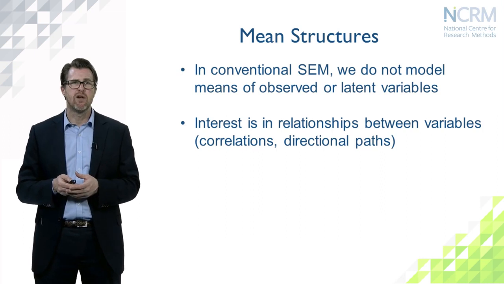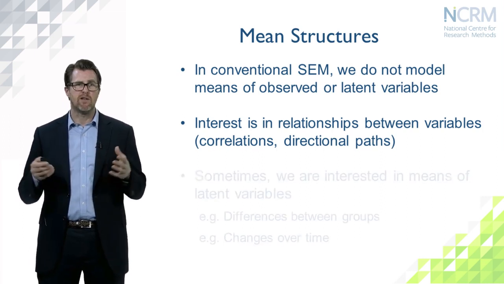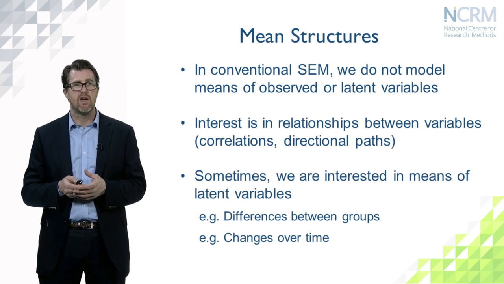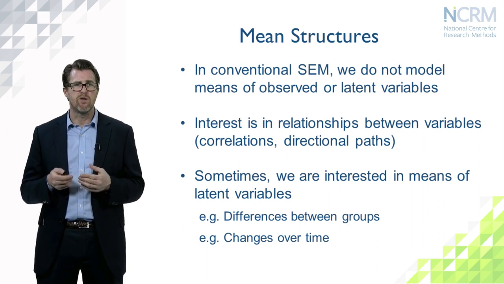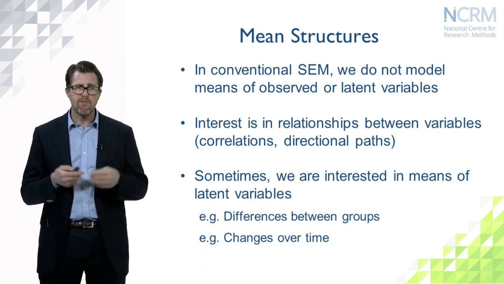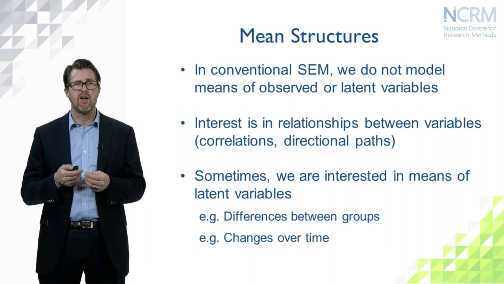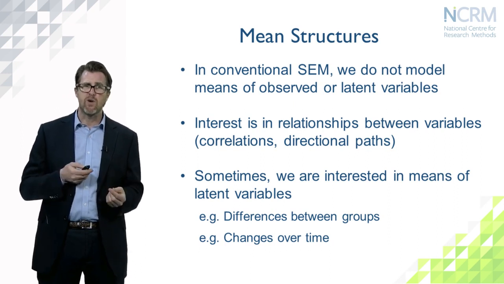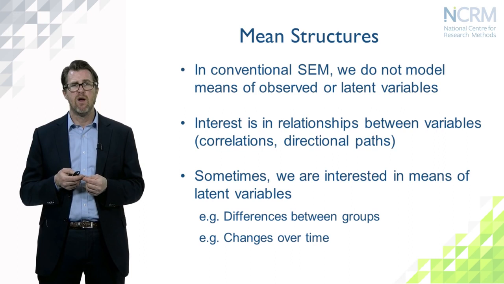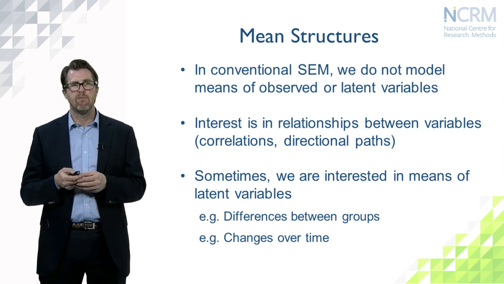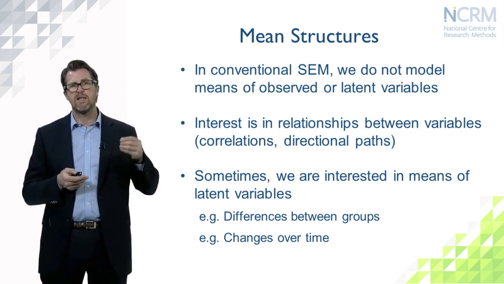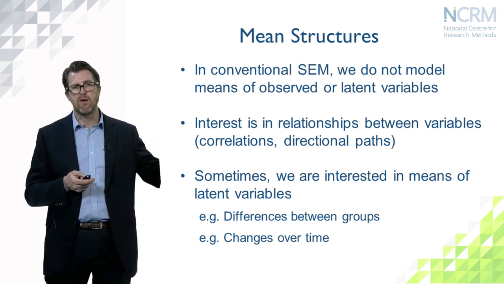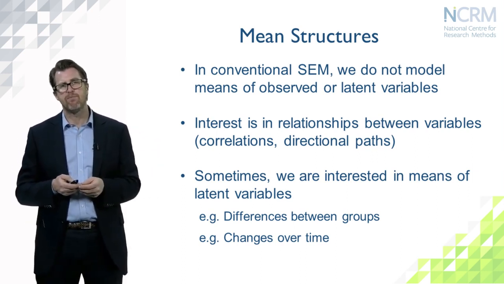But there are occasions within a SEM context where we would be interested in the means of latent variables. There are two main areas where we would want to estimate latent means. The first is where we want to see whether there are differences between groups on a latent variable. And secondly, if we're interested in change over time, perhaps if we've got a longitudinal data set, we would want to estimate the mean of the latent variable and see whether that is changing over time.